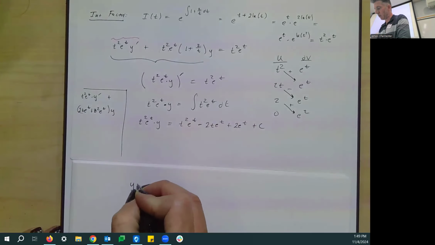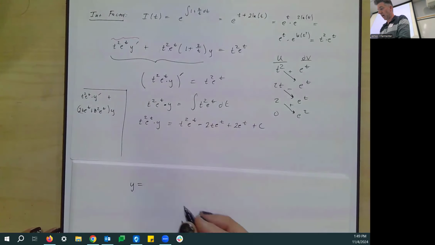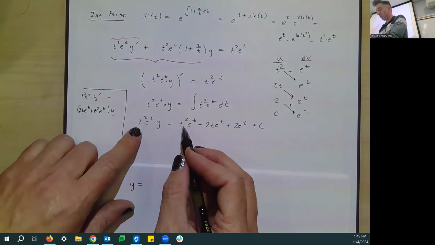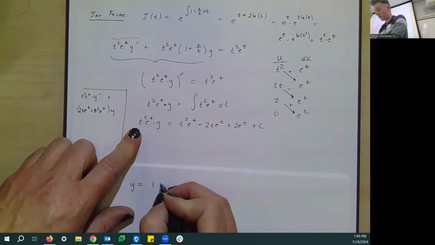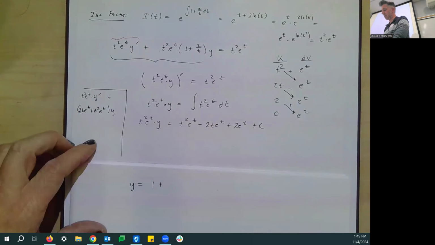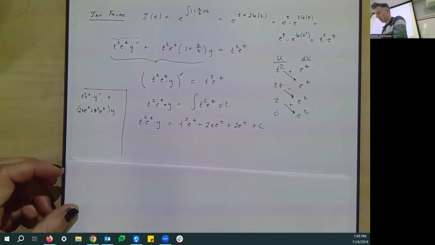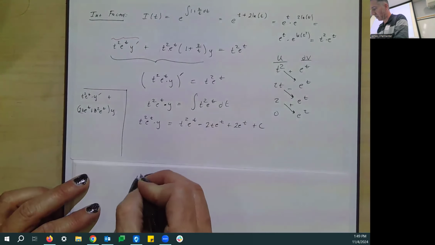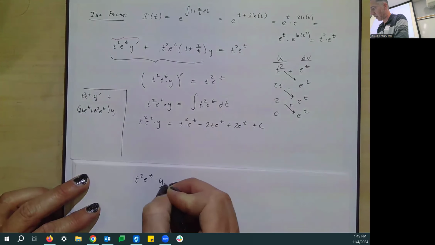So y is going to equal, I do like simplifying this. I would write this as, from dividing by t squared e to the t, I'm going to get 1 minus, let's try that again. Let's actually just write this again so it doesn't look crazy when you're trying to see it later on.